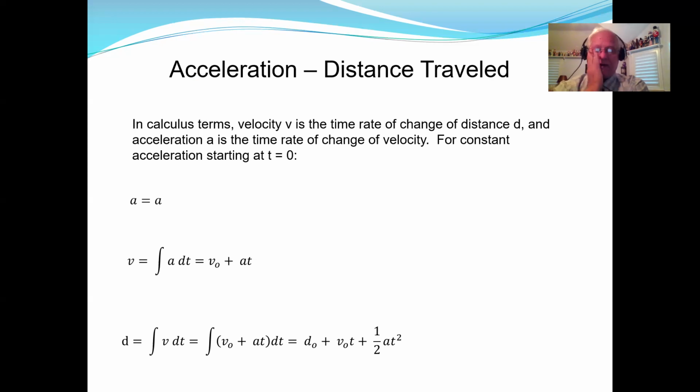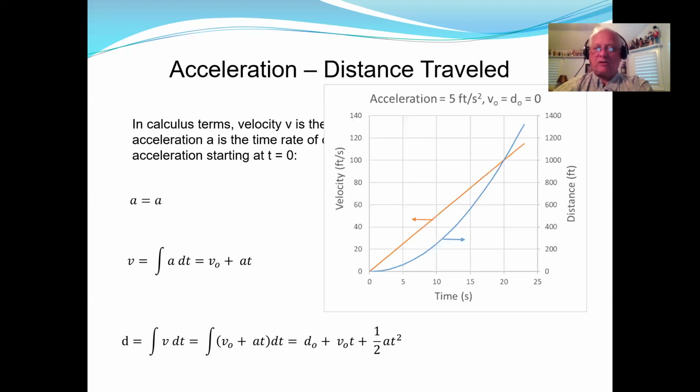And when I integrate it out, I wind up with a d naught, which is the second constant of integration, plus v naught integrates to v naught t, and then my at integrates to 1/2 at squared. So I have this equation, that's the general equation for the distance that's traveled during an acceleration. And we can see that it's parabolic, so it's an ever increasing slope.